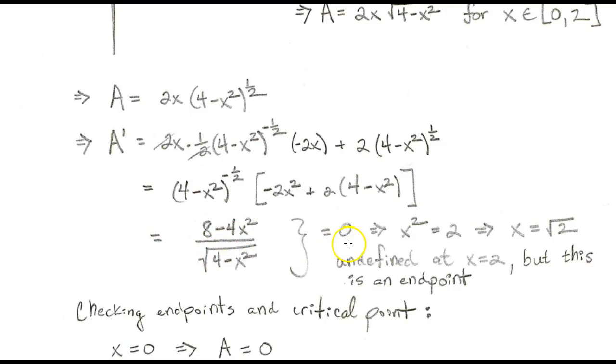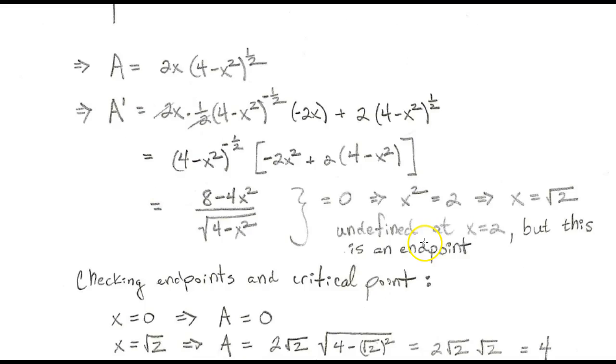Now, this equals 0 when the numerator is 0. So when is the numerator 0? When x squared equals 2, which means x equals the square root of 2. I don't need the negative square root of 2 because I know x can only be between 0 and 2. And it's undefined when 4 minus x squared equals 0, or x equals plus or minus 2. So it's undefined at x equals 2, but that's an endpoint, so we're not going to call that a critical point. So the only critical point is x equals the square root of 2.